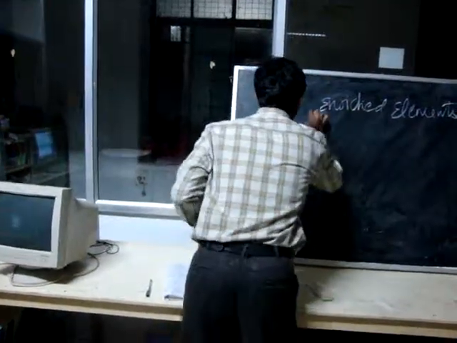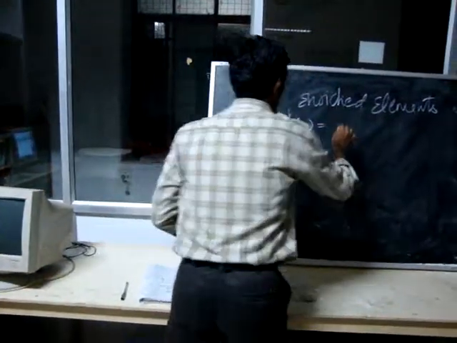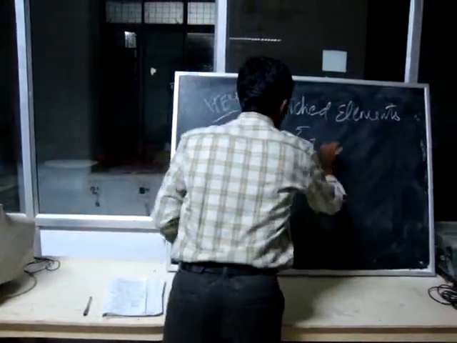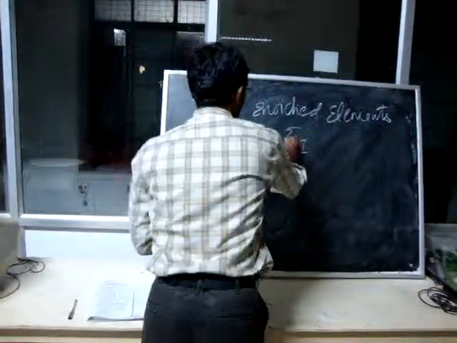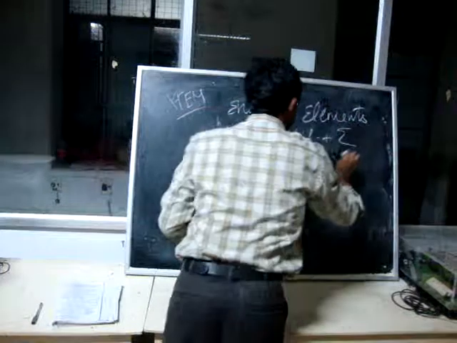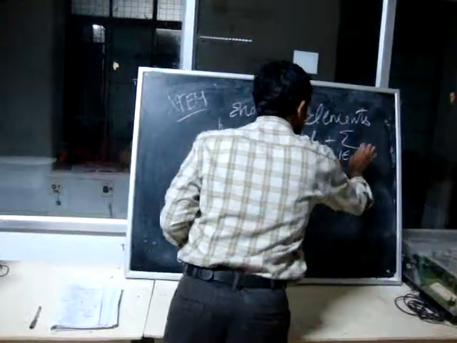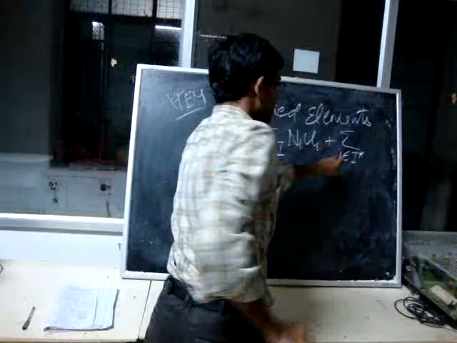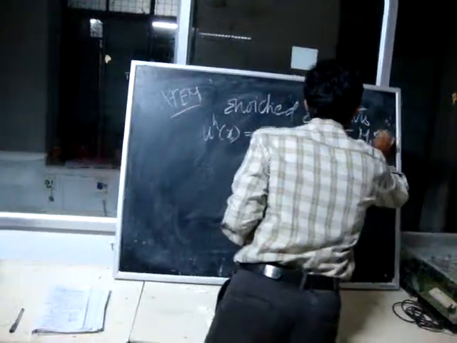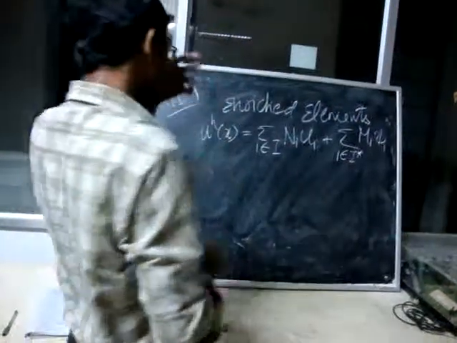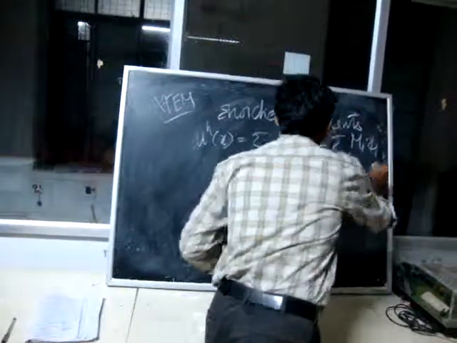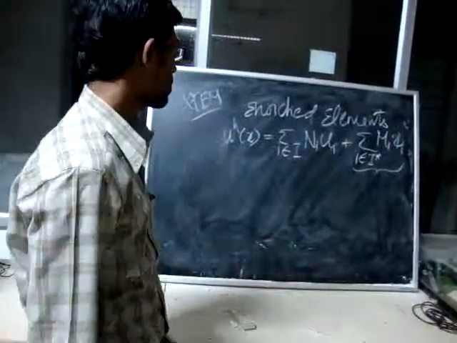So the approximate function will be given by u^h = summation over all those nodes which belong to the total set of nodes N_i u_i, plus summation over all those nodes which lie in the set of enriched nodes, which is a subset of the total number of nodes, M_i psi. So this is the enrichment, and these are the standard finite element shape functions.